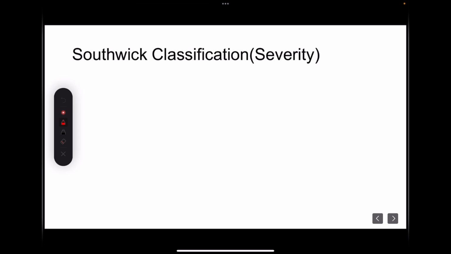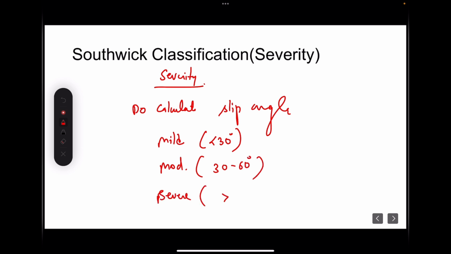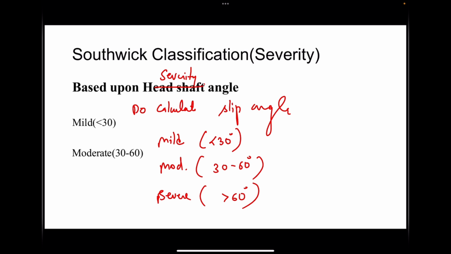Now the third classification is Southwick's classification, which tells us about the severity. In this classification, we do calculate the slip angle. What the slip angle is and how to calculate it, I'll tell you in the next slide. But you should keep in mind that whenever the slip angle is less than 30 degrees, this is mild. Whenever it is 30 to 60 degrees, it becomes a moderate slip. And a severe slip is whenever the slip angle is more than 60. So this is how Southwick classification is defined.